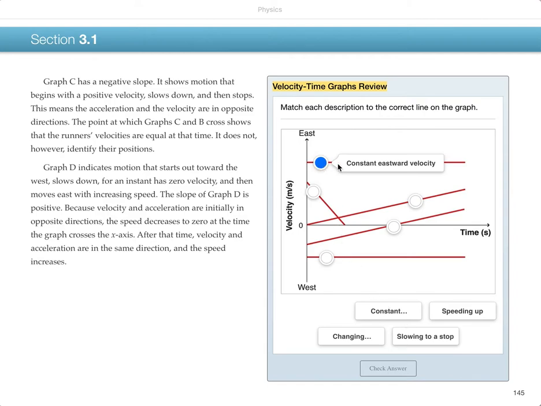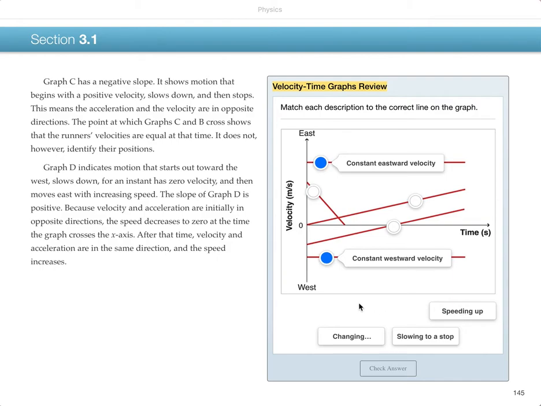What do you think the acceleration is if you're moving at constant velocity? Can you tell it's 0? Because delta v is 0, so delta v over delta t will be 0 acceleration. You're not changing, speeding up or slowing down. Constant westward velocity. Well, that one's easy. It's just the one down there on the west side.